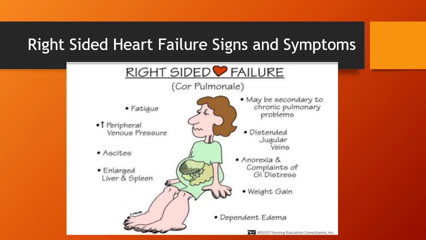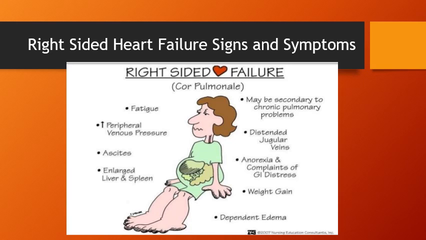Right-sided heart failure signs and symptoms. Right-sided heart failure is sometimes called cor pulmonale, and this is again when the blood cannot come into the heart because the ventricle has not pumped all of the blood that was in it into the lungs, and so the blood backs up into the body, and the person can experience fatigue. They can experience ascites, which is a buildup of fluid in your abdomen, and this can also cause enlarged liver and spleen because the blood that's in the liver circulation can't pump out and return to the heart. So everything backs up and the blood just sort of sits there, causing the liver to get larger.